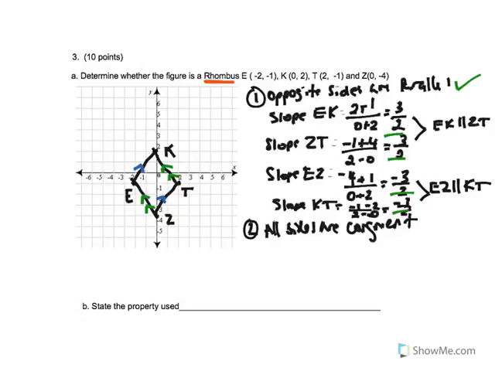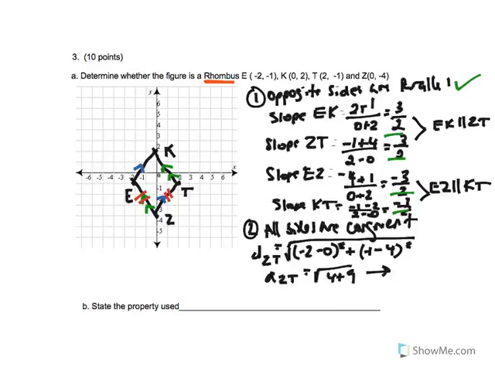So I want to find the distance of ZT, because I have to pick two consecutive sides, so I'll pick ZT and ZE, and I'm going to find their distance here. I get the distance of ZT equals the square root of -2 minus 0 squared plus -1 plus 4 squared. So I get the distance of ZT equals the square root of 4 plus 9, which becomes the square root of 13. So ZT is the square root of 13.